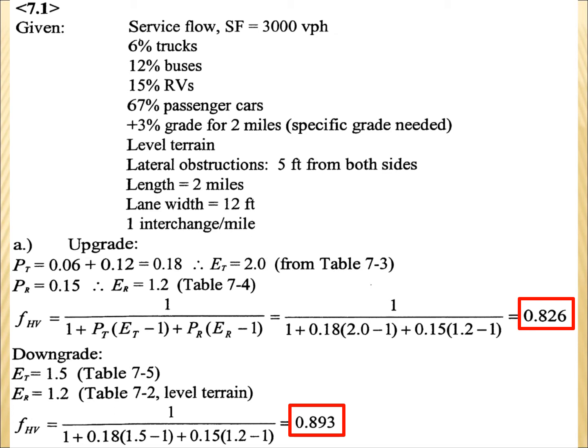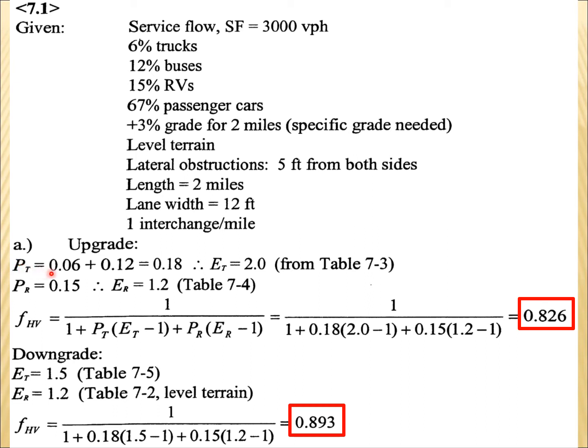Now you would find solved problems. Look at this Problem 7.1 and the information which is given: service flow, the composition of traffic of heavy vehicles, 6% trucks, 12% buses, 15% recreational vehicles, 67% passenger cars, plus 3% grade for 2 miles, level terrain, lateral obstructions 5 feet from both sides, length 2 miles, lane width equal to 12 feet, and 1 interchange per mile.